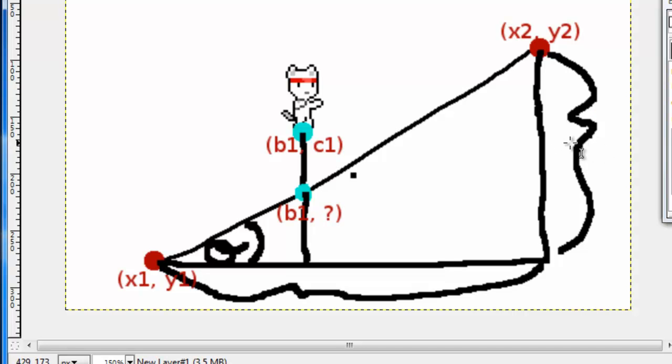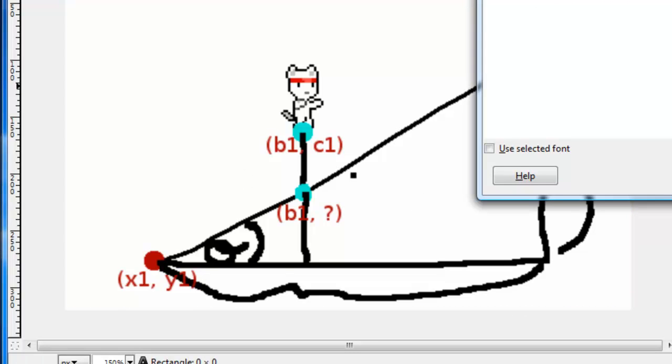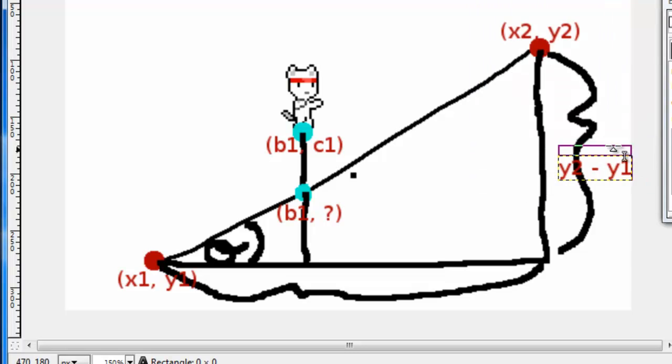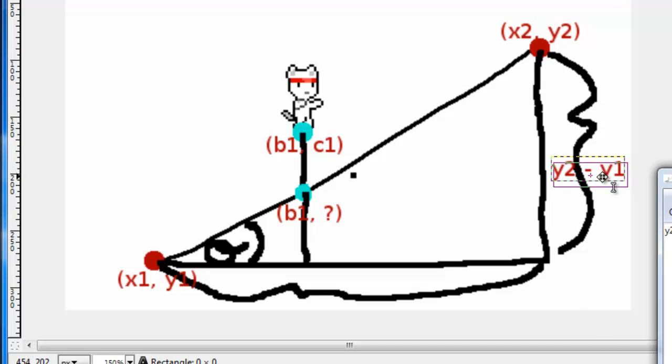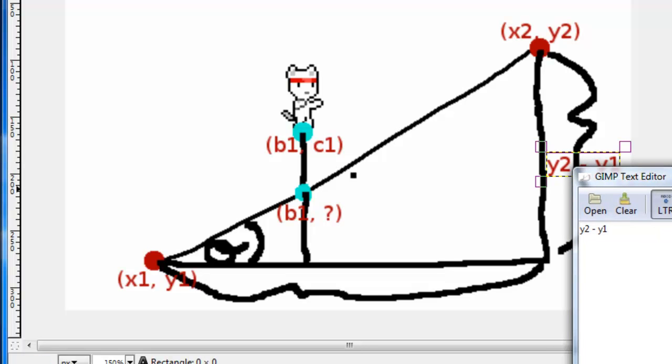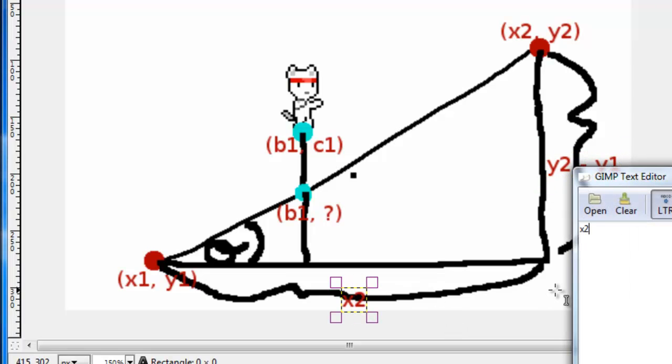I'm not even going to type that up. Fine, screw it. This is y2 minus y1. I don't know why I'm giving a math lesson. I don't even think it's worth giving this. And this is just nothing but x2 minus x1. I mean, this is pretty common sense, right? But hey, I'm bored, so might as well do this.